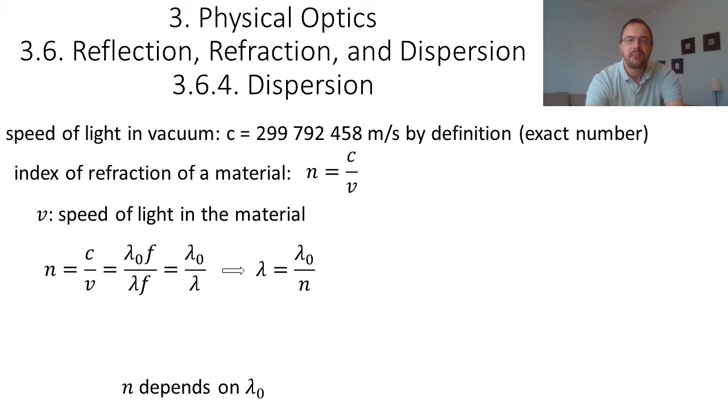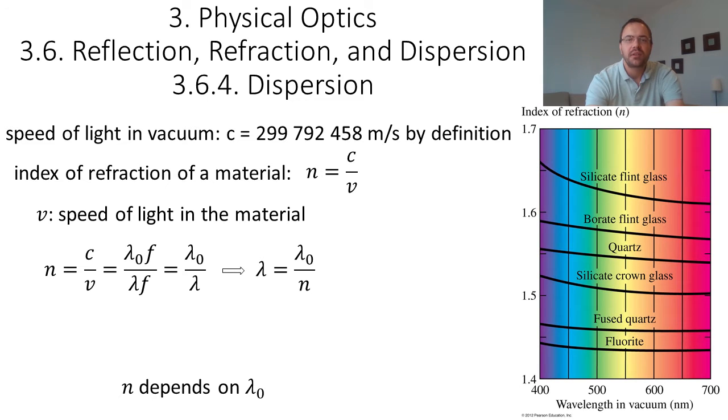But in fact, it is more complicated than that, because the index of refraction n also depends on the wavelength in vacuum, lambda naught. As you can see on this graph, the index of refraction in different materials goes down as the wavelength in vacuum increases. Right? So the index for violet or blue wavelengths is slightly larger than the index for red wavelengths.